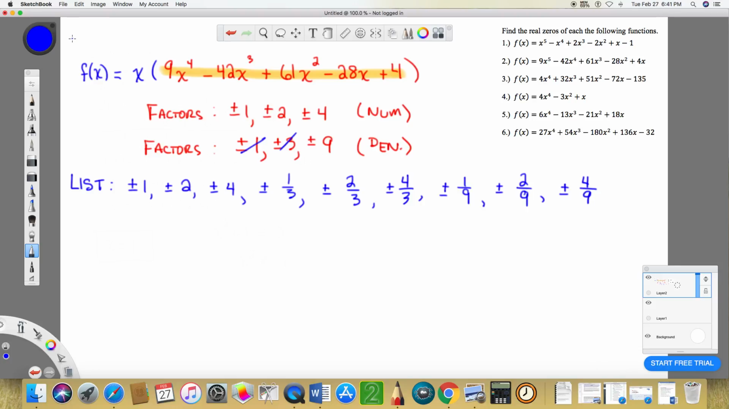So this was number 2. Well, let's just jump in and see if we can find a 0. I'm going to do synthetic division rather than plugging it in. So 4, 3, 2, 1, 6. No, nothing's missing.